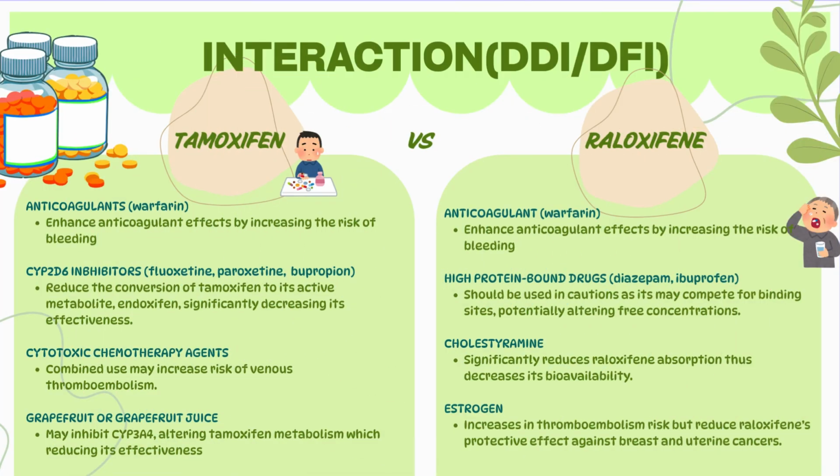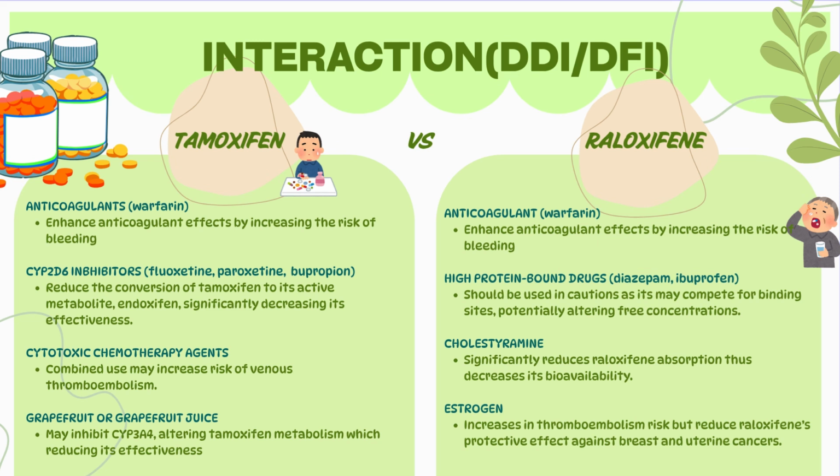So let's go into drug-drug interactions and drug-food interactions. For tamoxifen, it can interact with CYP2D6 inhibitors, for example, fluoxetine, paroxetine, and bupropion. These can reduce the conversion of tamoxifen to its active metabolite, significantly decreasing its effectiveness. Second, cytotoxic chemotherapy agents. The combination may increase the risk of venous thromboembolism. Grapefruit or grapefruit juice may inhibit CYP3A4, altering tamoxifen metabolism, which reduces its effectiveness.